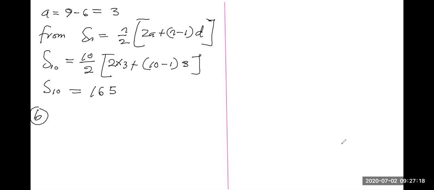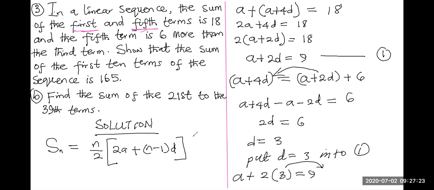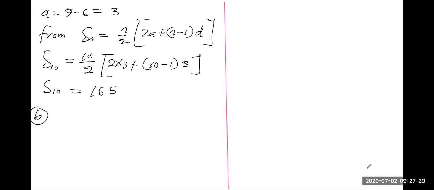So that's taking question A. Now, what does question B say? Find the sum of the 21st to the 39th term. So how do we approach this? The sum of the 21st to the 39th term is what we are looking for.